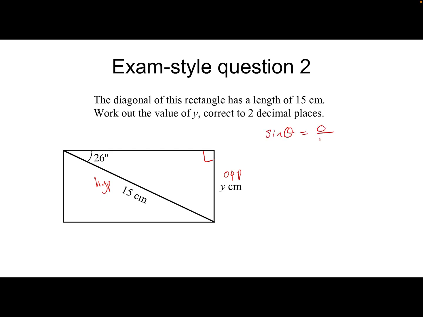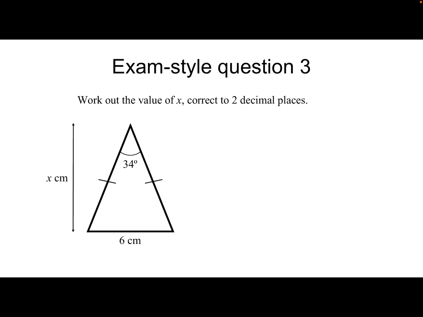Sine of my angle equals opposite over hypotenuse. Sine of 26 equals y over 15. y is equal to 15 times sine 26. 15 times sine 26 is equal to 6.58 centimetres to 2 decimal places. Read the question. Last one.